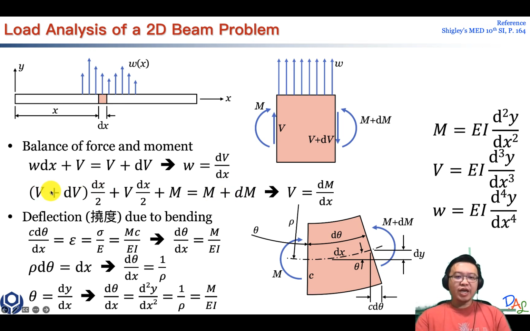Okay, and then we clean up this equation. We end up with V equals dM over dx. So once we know how much shear we have, then we can calculate how much moment we have. We just need to do some integrals. Okay, very good. Now let's focus on another.